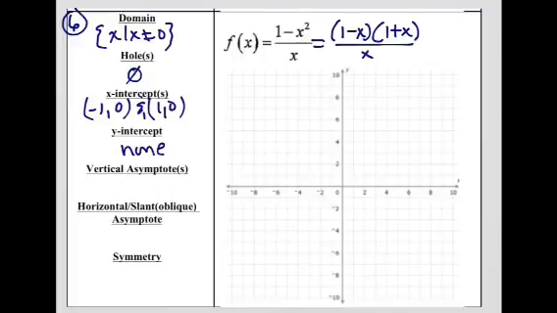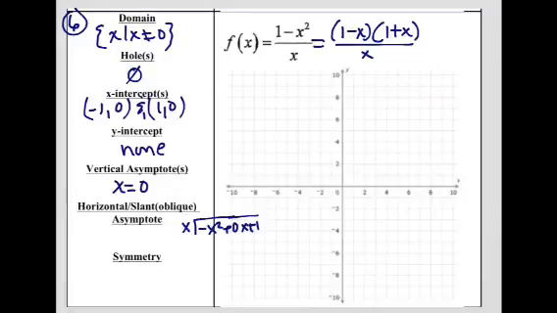Vertical asymptote, we have x equals 0. Horizontal asymptote, this is a top-heavy polynomial function, I mean. So for this, we have to do the division. Put it in standard form, so it'd be negative x squared plus 0x plus 1, because remember you need a placeholder.